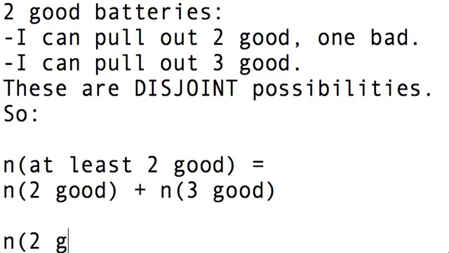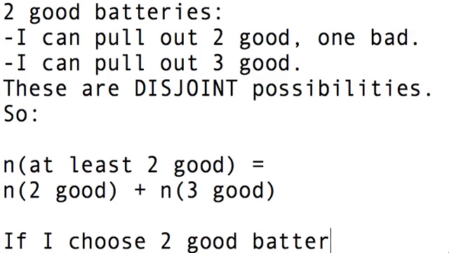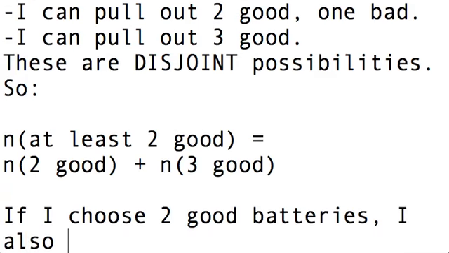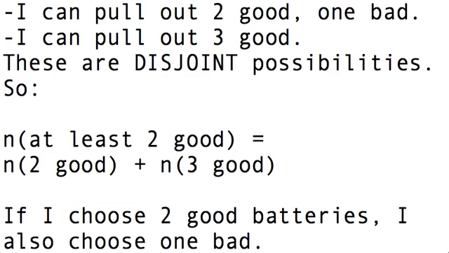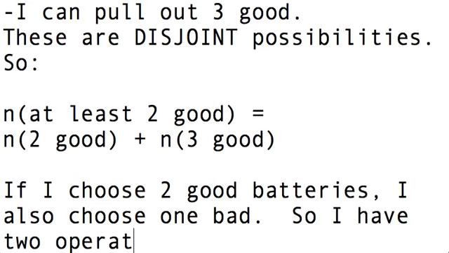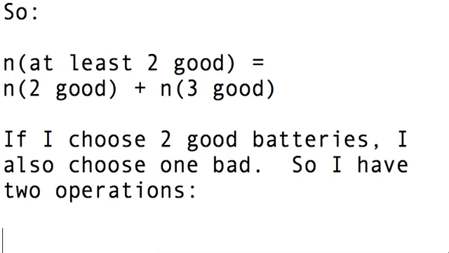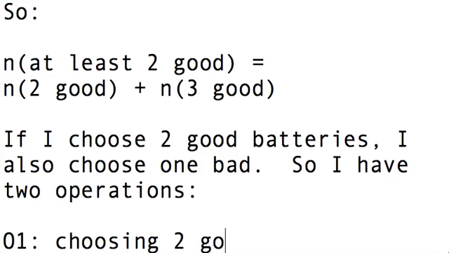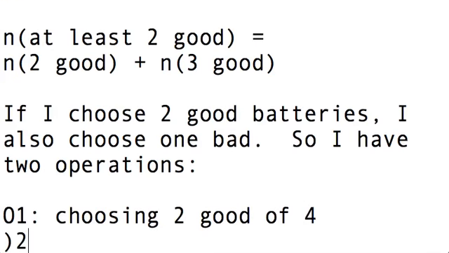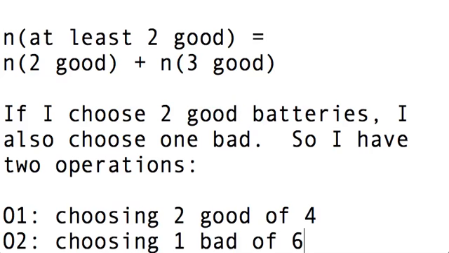Okay, so what's the number of ways of having 2 good batteries? This means that if I choose 2 good batteries, I also choose 1 bad battery. So I have 2 operations. This is going to be the multiplication rule. My first operation is choosing 2 good out of the 4. My second operation is choosing 1 bad out of 6.